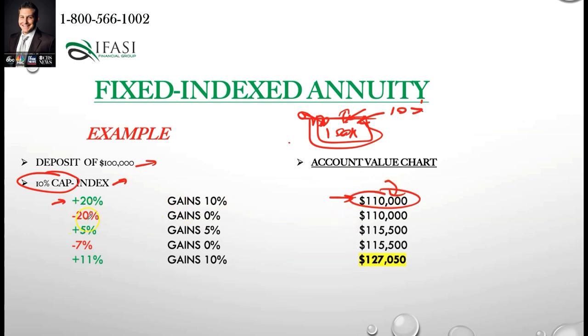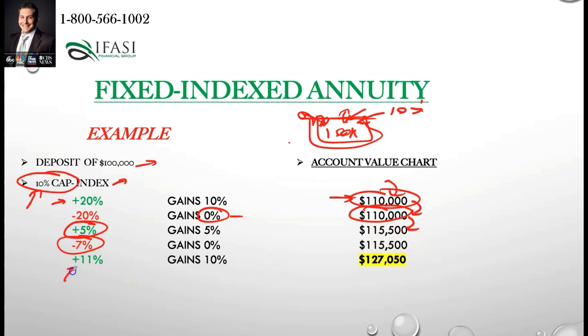Second year, the index came back minus 20%. This is going to gain 0 because you have that floor of 0. So it went from 110,000 to 110,000. The next year, it gains 5%. You're going to gain 5% because the cap is 10. You're not going to get 10%, you're going to get up to that 10%. So if this gained 5, you get 5% in there. And same thing, it's the power of compound interest, so it's not a $5,000 gain. It's a $5,500 gain because it's 5% of this $110,000 number. The next year, the index, let's say, lost 7%. This is going to stay at 115,500.